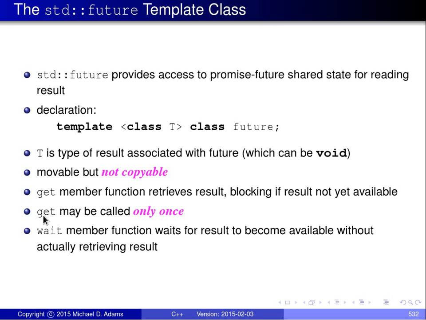And the get member function can only be called once. Essentially, when you get the result, you lose the result that was previously stored in the future. So you can only get the value once. And lastly, there's a member function called wait, which simply waits for the result associated with the future to become available, but it doesn't actually retrieve it. So if, for example, a thread wants to block waiting until the result is actually available in the future, but not actually read it yet, it can use the wait member function.